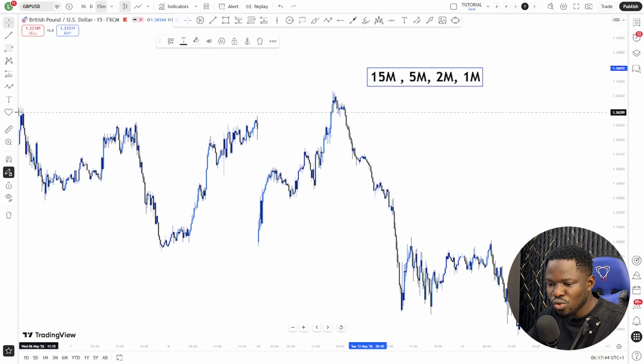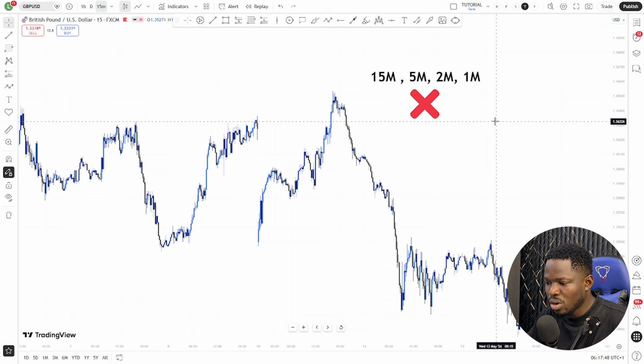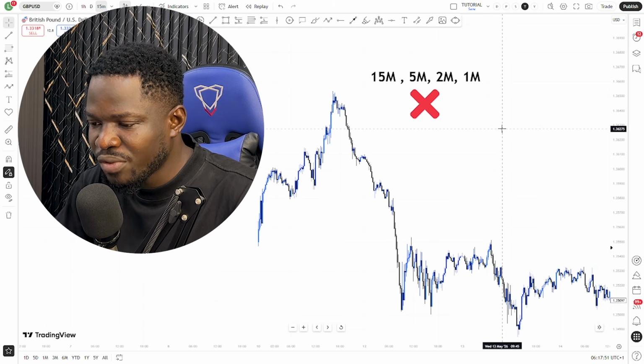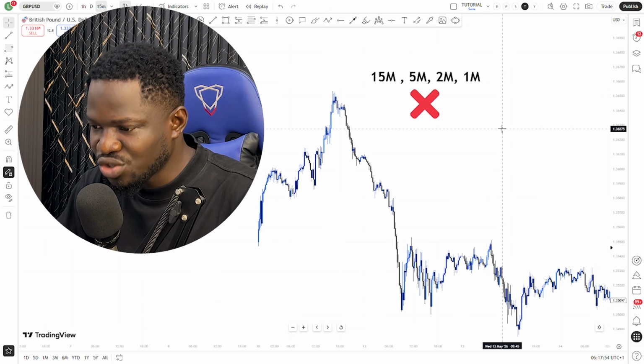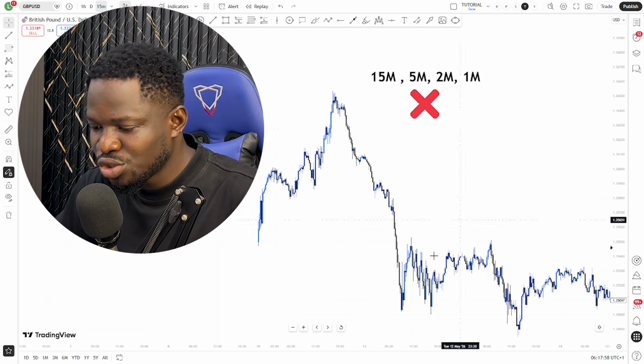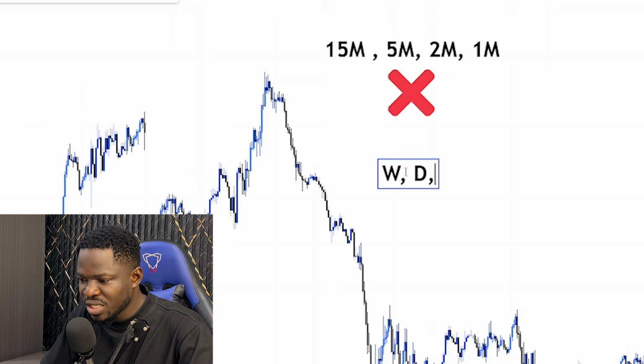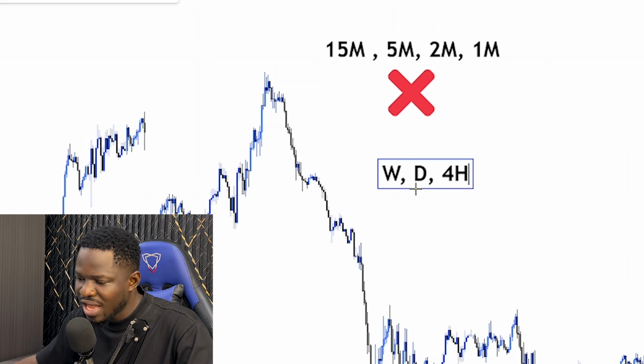This is a no-go area. Stop using these time frames. They are wrong. So if you want to have a profitable trading result while using this trend line breakout strategy, use the following time frames. You can use weekly, you can use daily, then 4 hours time frames.